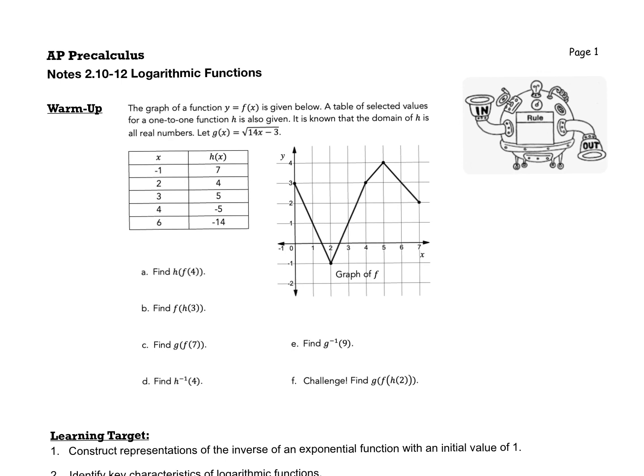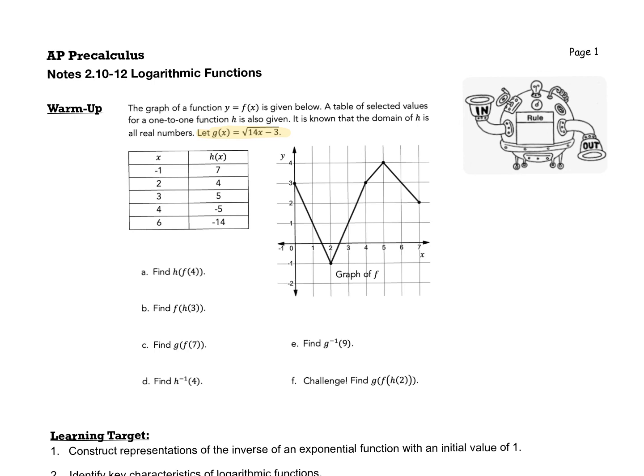All right, so they tell me h of x is defined by the table, f of x is defined by the graph, and if you look really closely, they tell me that g of x is right here. This is this expression. g of x equals the square root of 14x minus 3. Okay, so they hit it there for me. The first thing they wanted us to find was h of f of 4.